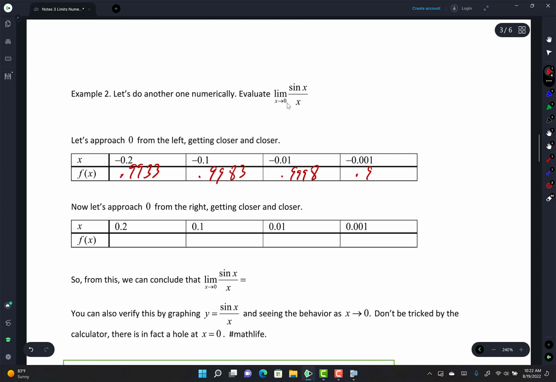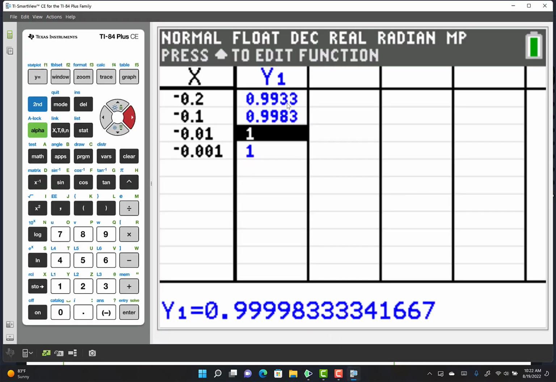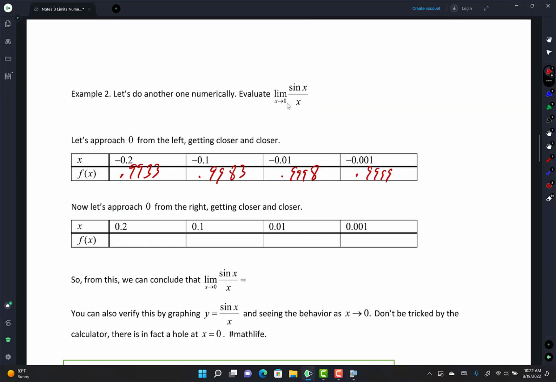And then the last one, 0.9999. Probably 8. No, another 9. I'm going to leave it like that. Does it look like it's approaching something? Yes, look: 0.9933, 0.9983. It looks like the 9s just keep going larger and larger. The limit as x approaches 0 from the left of sine x over x looks like it's 1.